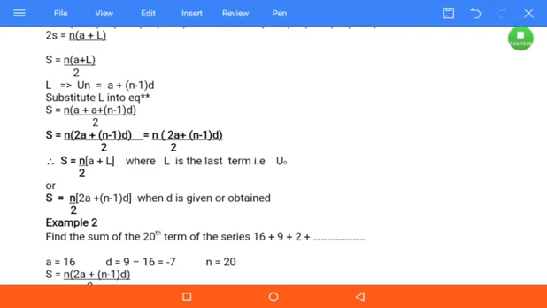Okay, now, but l is also a term. Don't forget, I said l is the last term. For every term in an AP, the term is given as what? a plus (n minus 1)d. So substitute a plus (n minus 1)d for l in this equation. Therefore, as I see, l is Un. l is also a term. l is the last term. It's also a term, so it obeys a plus (n minus 1) into d.